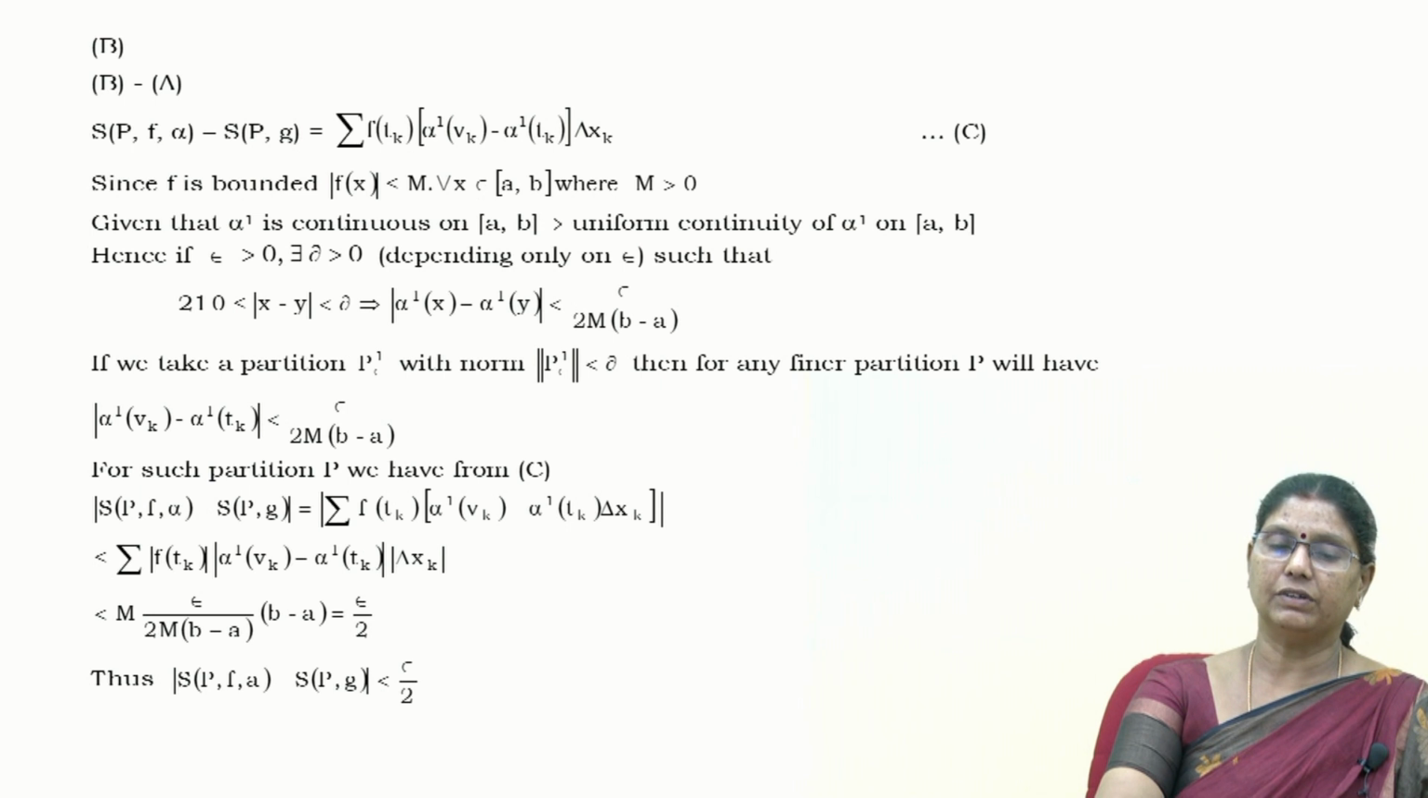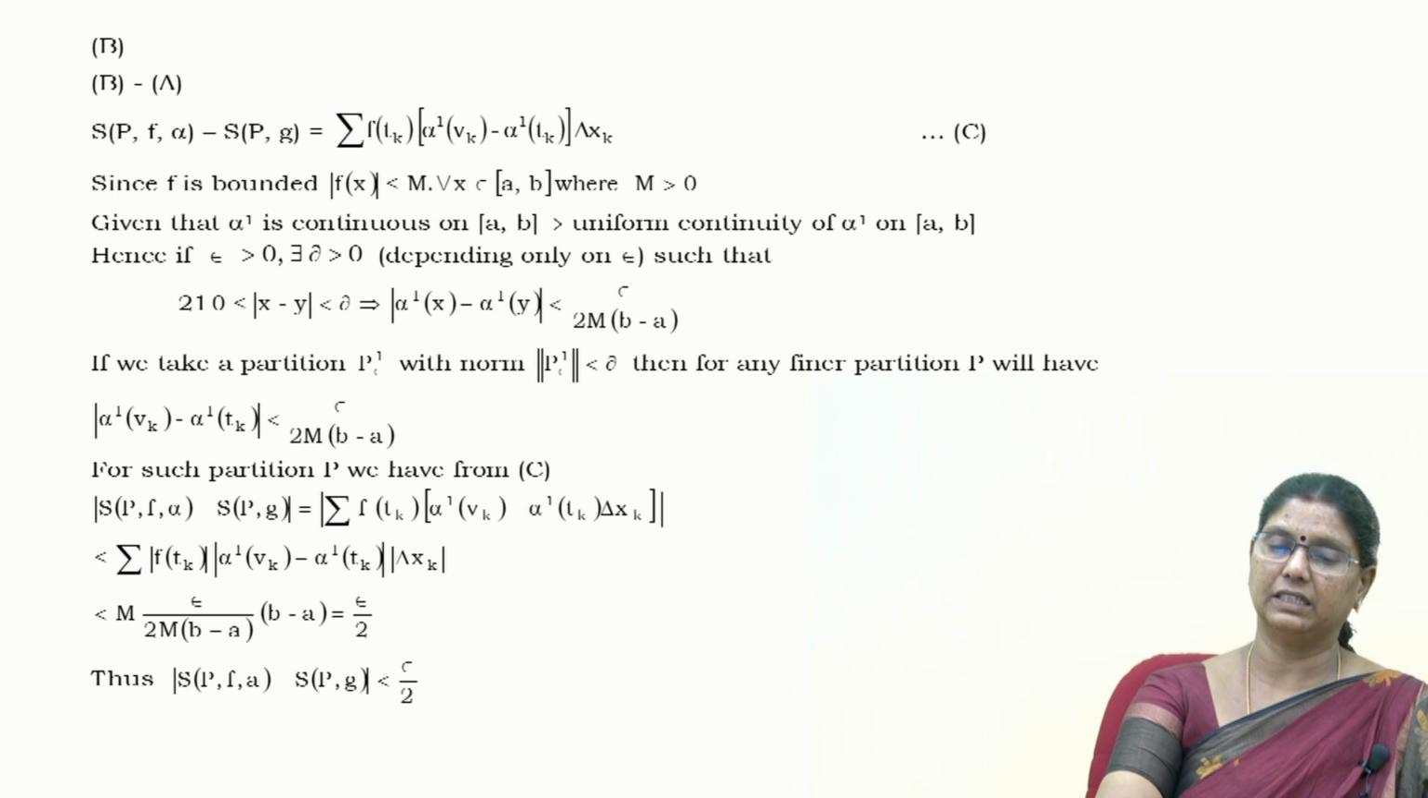So, similarly the equation b minus a, that is S_P(f, alpha) minus S_P(g), can be expressed as summation of f(t_k) into [alpha'(v_k) minus alpha'(t_k)] into delta x_k. Since f is bounded, we can write modulus of f(x) is less than or equal to M for every x belonging to the interval, where M is greater than 0. Also, given that alpha' is continuous on the closed interval [a, b], that implies uniform continuity of alpha' on the closed interval [a, b].